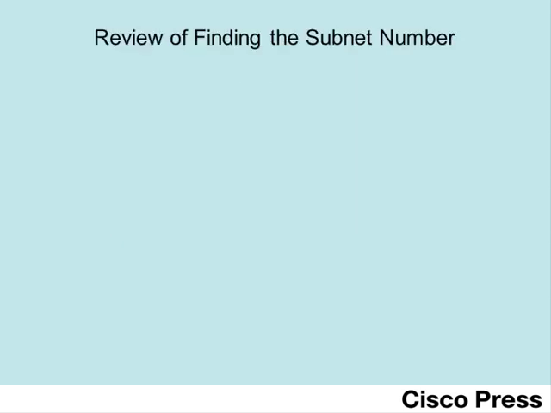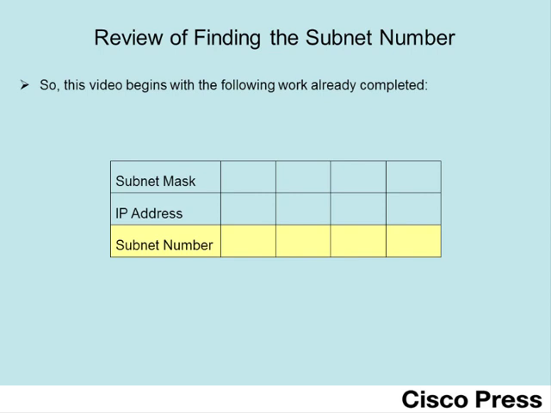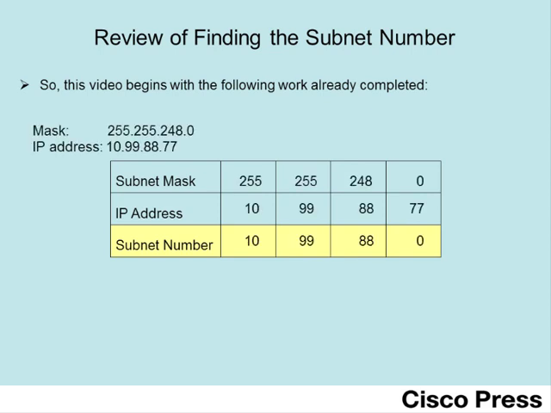So this video shows how to find the range of addresses in a subnet, but it also uses the same example we used in the second subnetting video to start with an IP address and find the subnet number. As a quick review of what we did in that video, we started with a table as a place to write down the subnet number. We showed the mask and the IP address in the first two rows. Then, because the mask has a 248 in the third octet, we identified the third octet as the interesting octet. And as part of the process, we calculated a magic number of 256 minus 248, or 8.